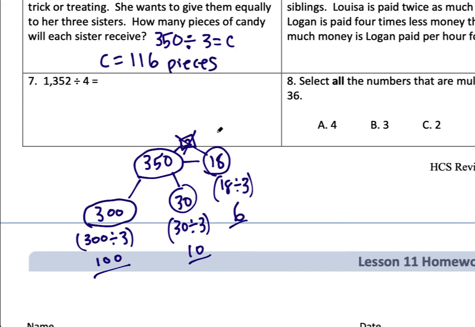So this is a question where you can't use the remainder, because you have 3 girls and only 2 pieces left. You can't give everyone another piece, so the remainder will not be used here. All right? And if you use a different strategy, that's fine. That's perfectly okay. You might have used a standard algorithm or an area model or place value disks. That's fine.